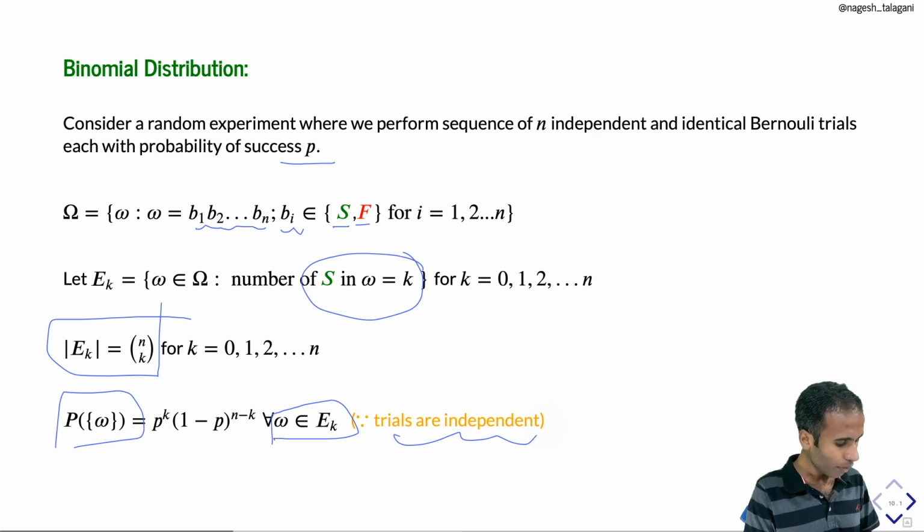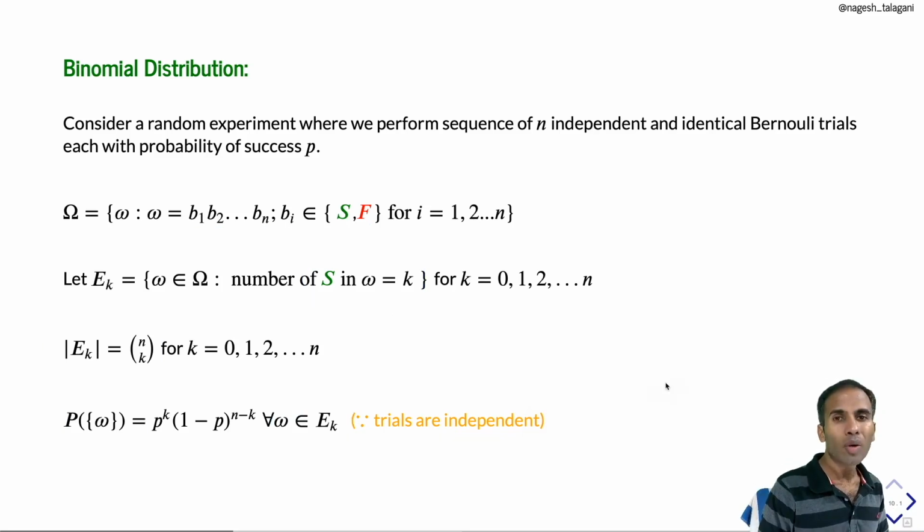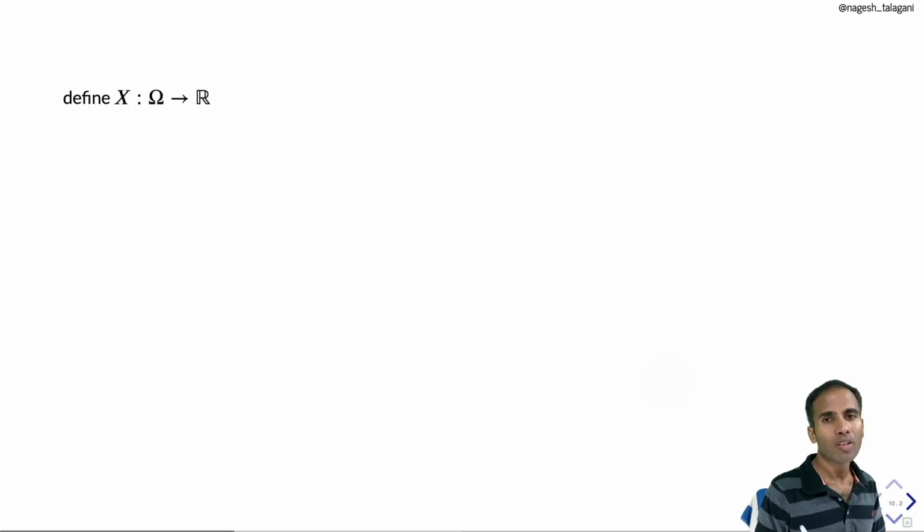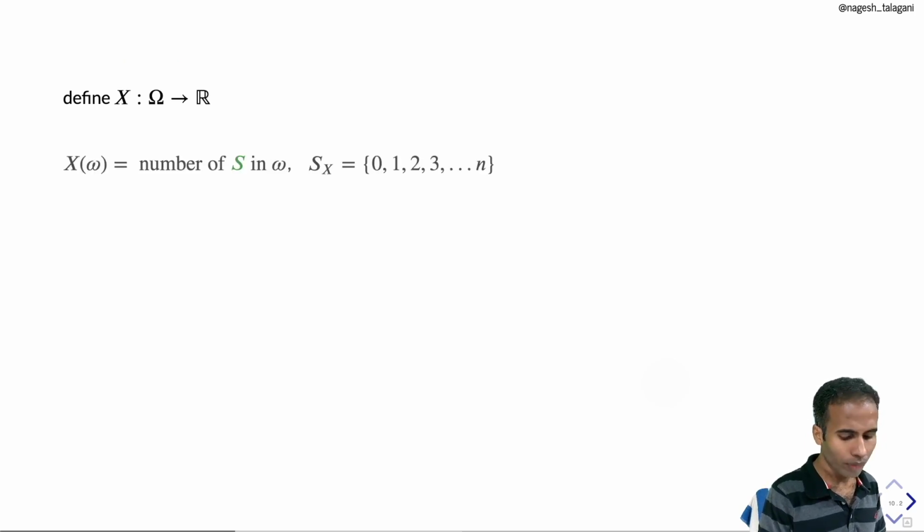Okay, fine. Now let us define the random variable X, which denotes the number of successes. X is a function from omega to R. X of omega is the number of successes in omega. So X is going to be a discrete random variable with support 0, 1, 2, and so on up to n. Now let's look at the PMF.